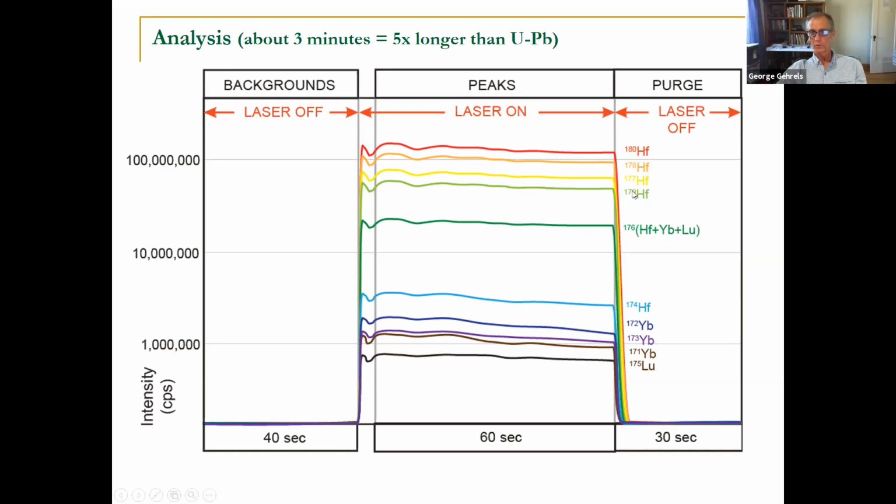180 is the largest. These are the different hafnium isotopes. This is the one you want, right? 176, but this is the bad news. It's not just hafnium, it's also ytterbium and lutetium. These are the other ones that you measure to be able to do those corrections. So this is the action: 176, 177, but to do it, you have to measure all those different isotopes at the same time.